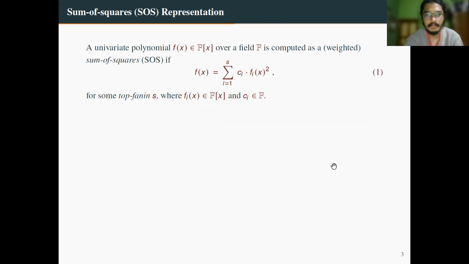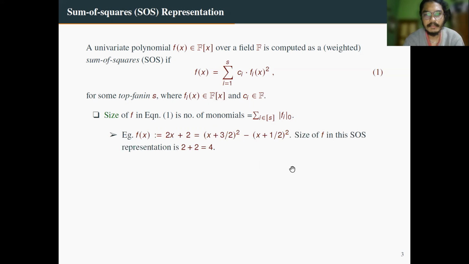We say that f is in sum of squares representation if f can be written as a sum of c_i times f_i squared, where f_i are univariate polynomials, but weights c_i are also allowed. And what is the size of f? Size of f is the number of monomials across all the polynomials f_i. For example, if you look at 2x plus 2, the size of this is 4. A single polynomial f can have multiple representations, so you take the minimum size across all the representations, and we define it as s(f).